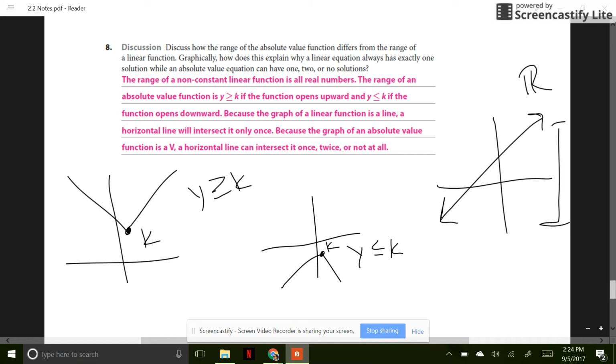So because the graph of a linear function is a line, a horizontal line will intersect it only once. And because the graph of an absolute value function is a v, a horizontal line can intersect it once, twice, or not at all.